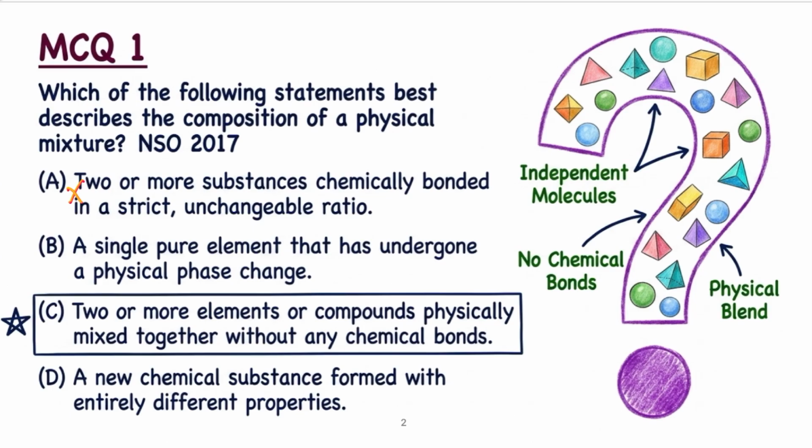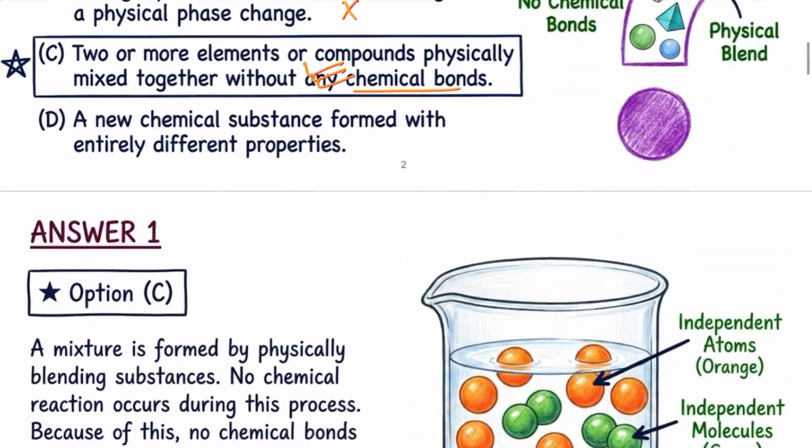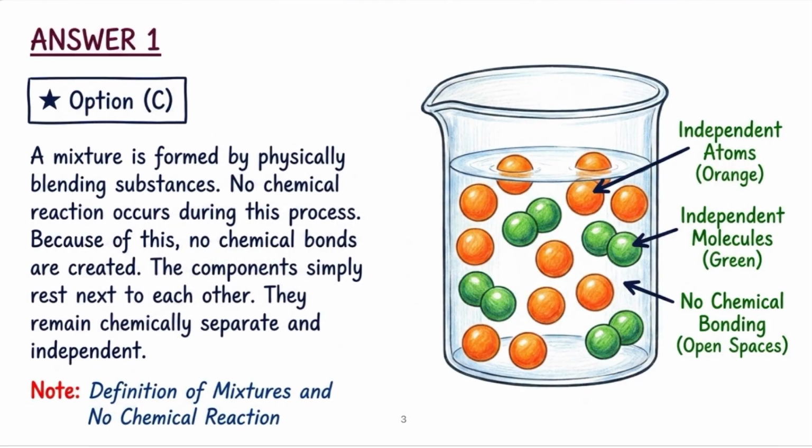A single pure element that has undergone a physical phase change. No, this is not the answer. Two or more elements or compounds physically mixed together without any chemical bond formation. Yeah, this is the answer. Now check the explanation. A mixture is formed by physically blended substances. No chemical bond or chemical reaction occurs during the formation of a mixture.